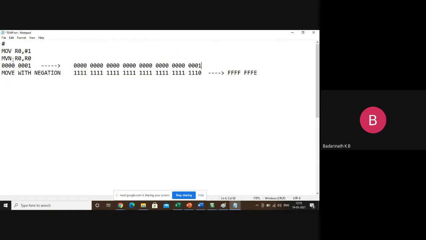Now, whenever I say N, that means negate the number. What is negation? Wherever 0 is there, make it 1, and wherever 1 is there, make it 0. So I negated all the bits. Here 001 was there, now it is 110. After the negation, what value do you get? If you write it in hex, it is F, F, F, F, F, F, F, and E. This is the answer we are supposed to get.